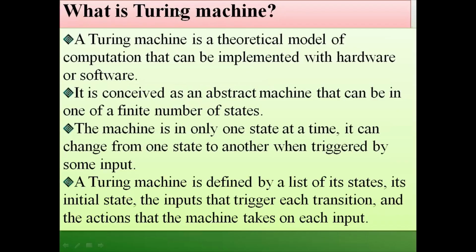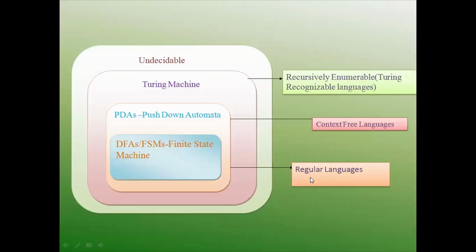What is a Turing machine? A Turing machine is a theoretical model of computation that can be implemented by hardware or software. It is conceived as an abstract machine that can be in one of a finite number of states. The machine is in only one state at a time. It can change from one state to another when triggered by some input. A Turing machine is defined by the list of states, the initial state, the input that triggers each transition, and the action that the machine takes on each input. This is the Turing machine.